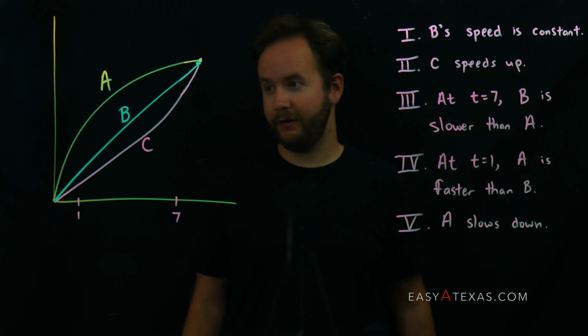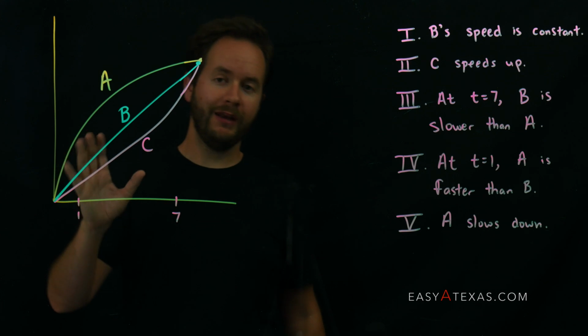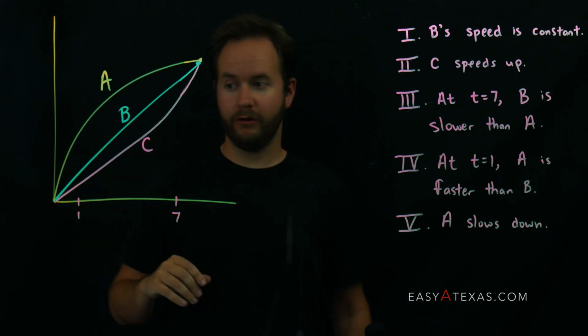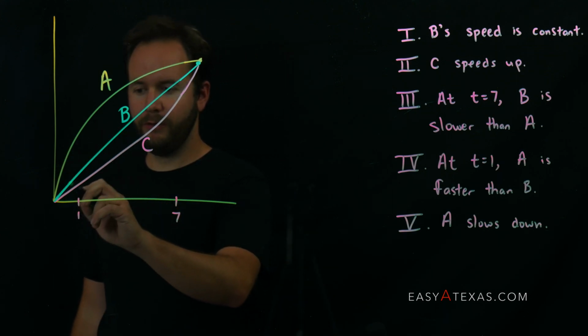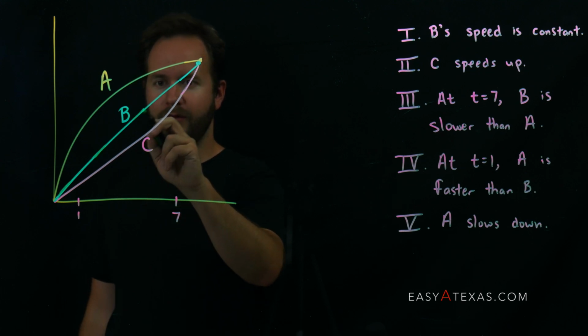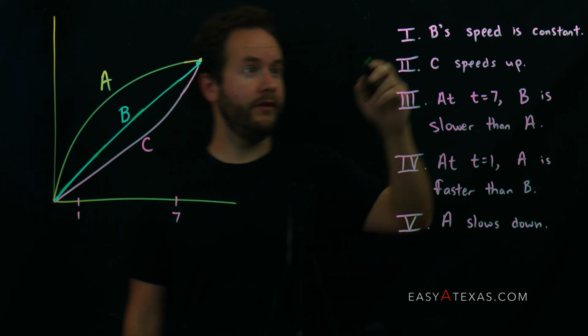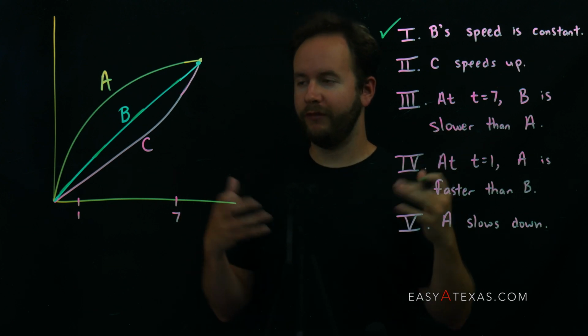B's speed is constant. Well, what we notice about the speed is basically the slope of the tangent line of the curve. So if we look, B's slope here is the same as the slope here, is the same as the slope here, is the same as the slope here. So this seems true, and therefore not our answer. Remember, we're looking for the false statement.